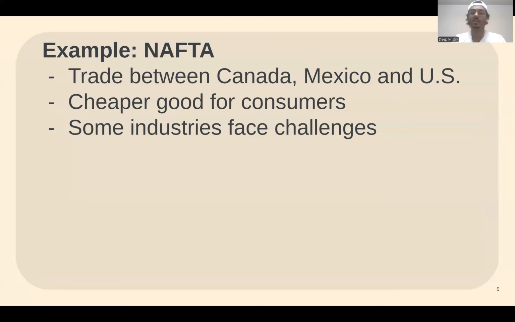In conclusion, trade can create both winners and losers. Consumers usually gain from lower prices, while some domestic producers will lose. But because the gains are larger than the losses, total surplus will still increase, which means trade improves overall economic well-being.